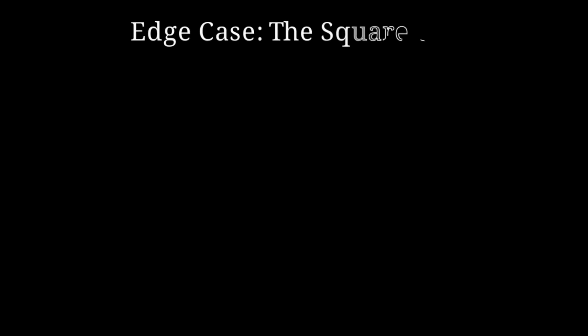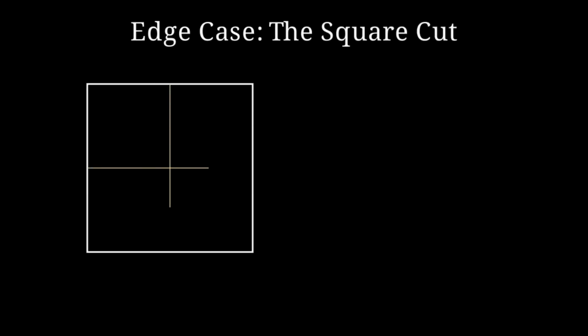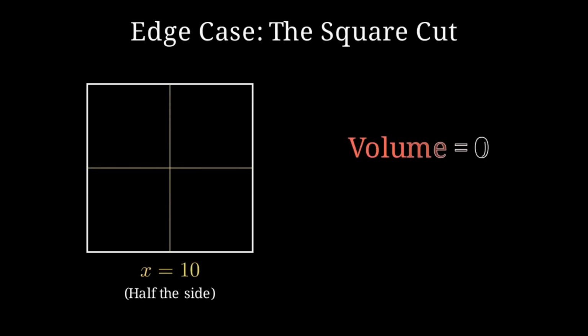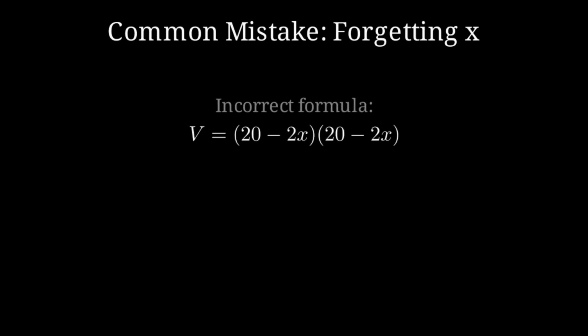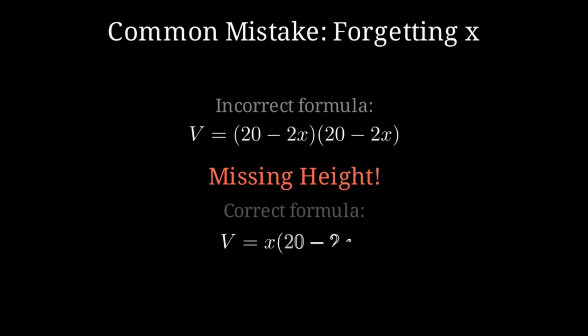Always check your edge cases. If your math gives you a value that is physically impossible, like cutting so much that the box has no bottom, you have likely found a local minimum or a point outside the feasible domain. Logic must always accompany the math. A common mistake is forgetting the height variable x when setting up the volume equation. Without x, you are just calculating the area of the base, not the volume.